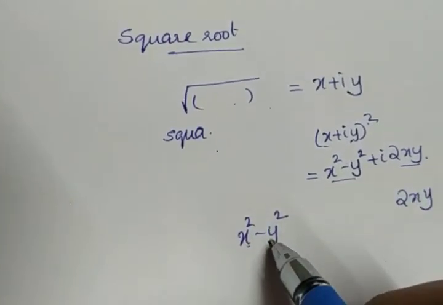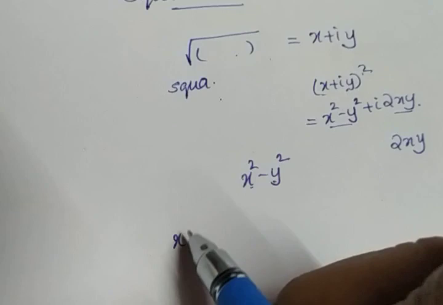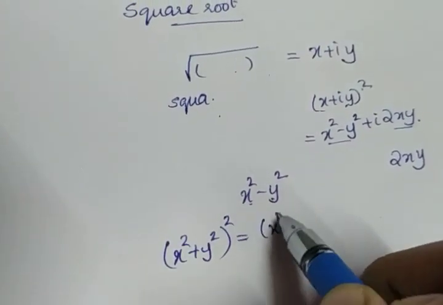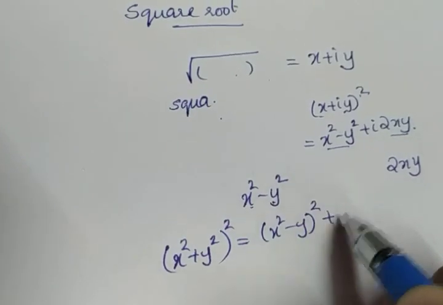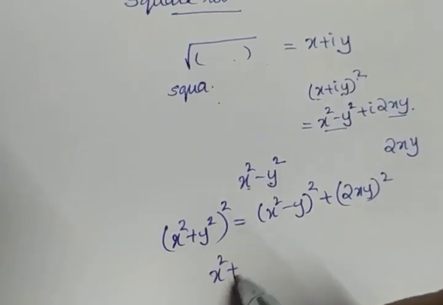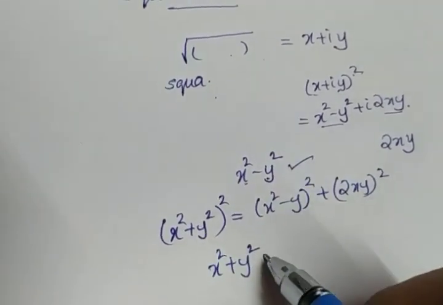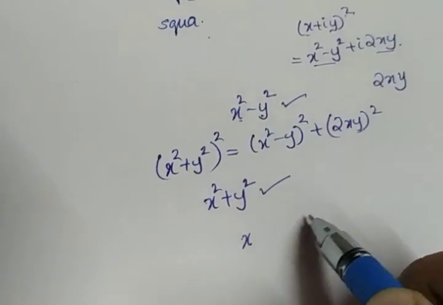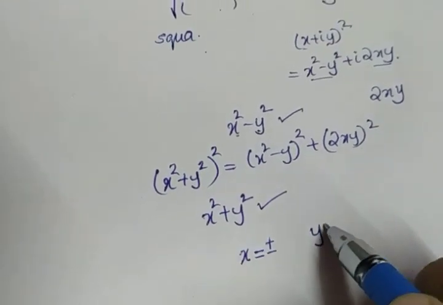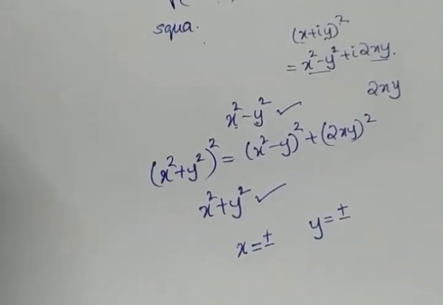After getting x square minus y square, we will apply the formula: x square plus y square the whole square is equal to x square minus y square the whole square plus 2xy the whole square. From this we will get x square plus y square. We will simplify these two equations to get the value of x and y. Both x and y will have positive and negative values.